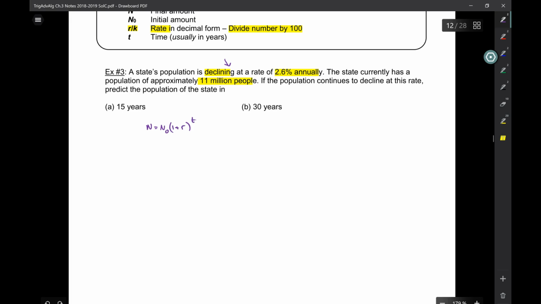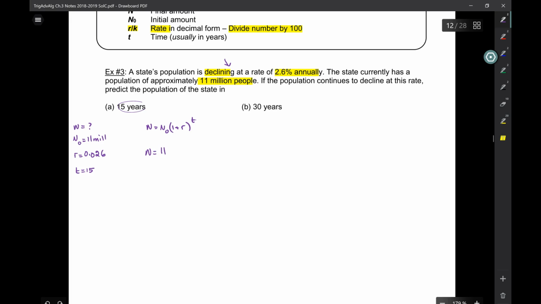Okay, so let's write down everything that we have. N is what we need. Do we have N naught? Yeah. How much is it? It's 11 million, and I'm just going to write it like that for now. Do we have R? Yeah, 0.026. Do we have T? Yeah, it's 15 years. Okay, now here's the important part. It's in the question here. So N equals 11 million, right?